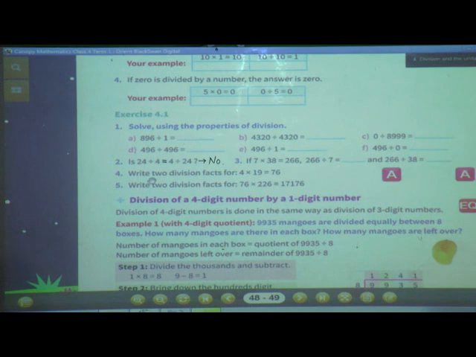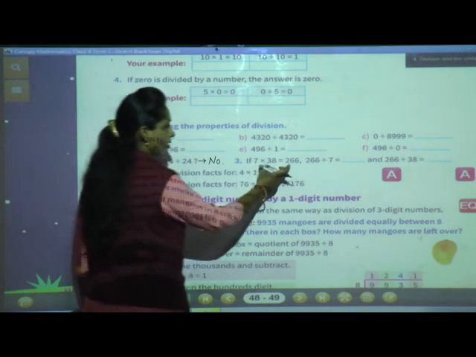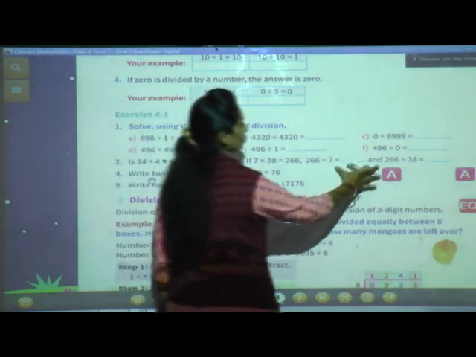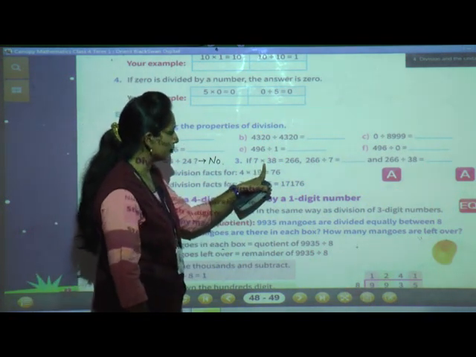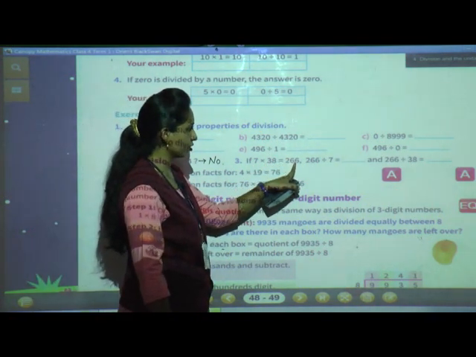Do you remember the first property, students? Yes, what is the first property? Two division facts can be derived from one multiplication fact. See, exactly, they have given one multiplication fact here and we have to write two division facts. Okay. Now see, 7 multiplied by 38 is equal to 266.